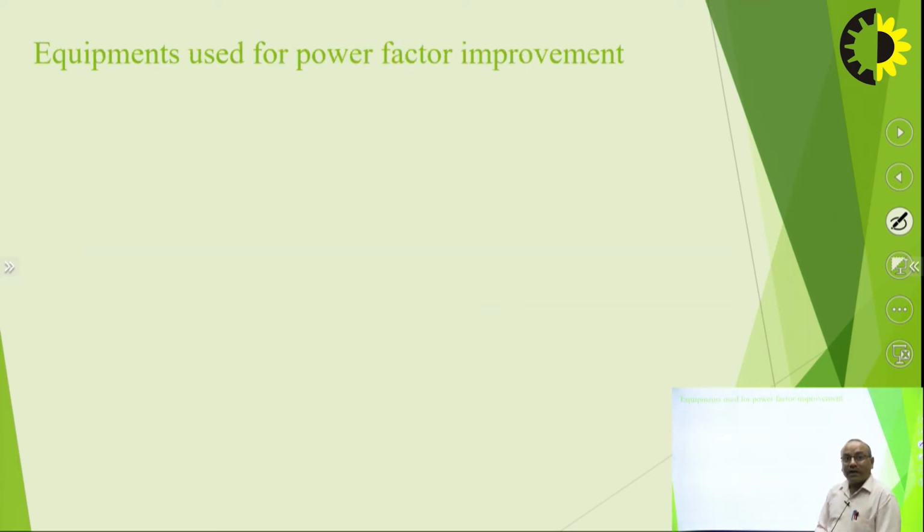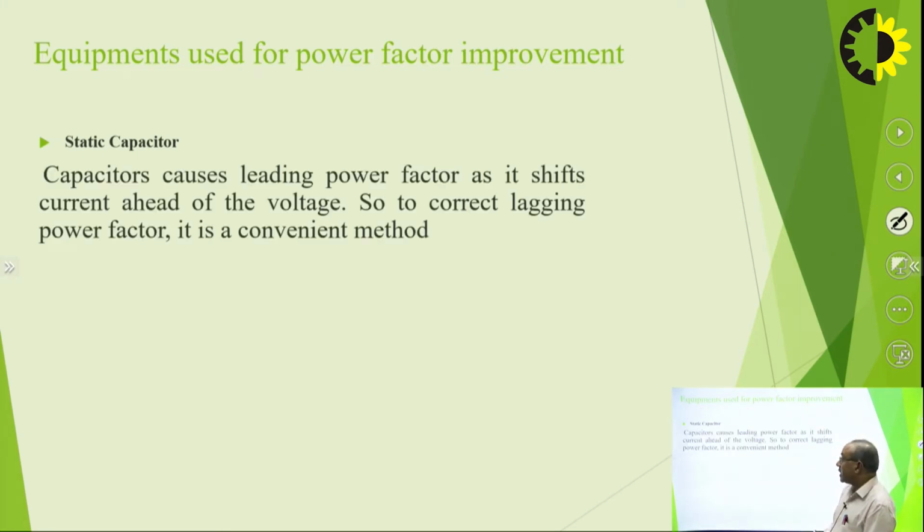So now next we have what are the various equipments which are used for improving the power factor. We already have seen why the power factor is poor and what are the problems due to poor power factor. So what we are to do is somehow improve the power factor so that all such problems can be minimized or avoided. So we use various equipments for power factor improvement. If we see it, these are static capacitor. So what is this?